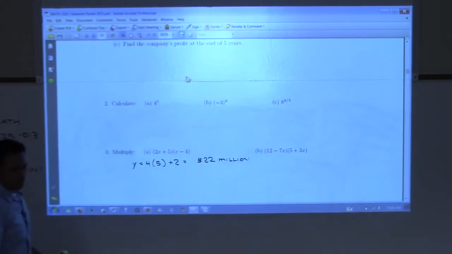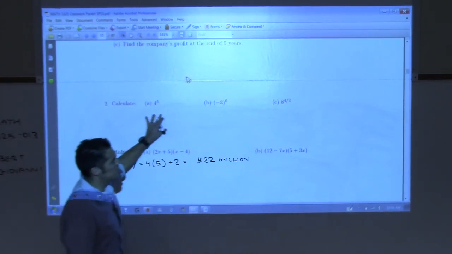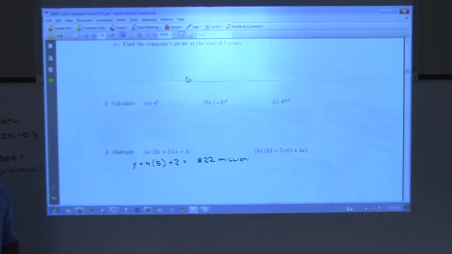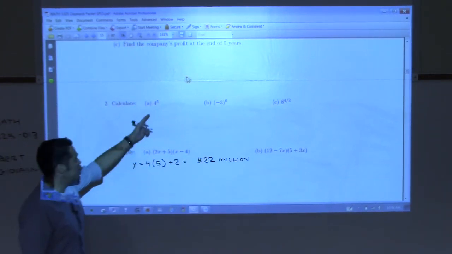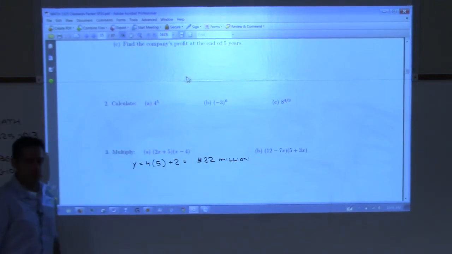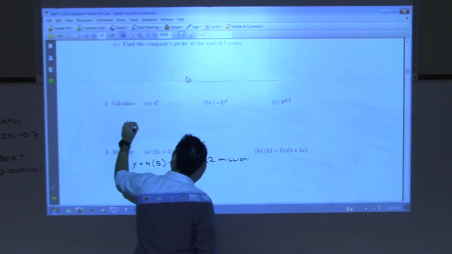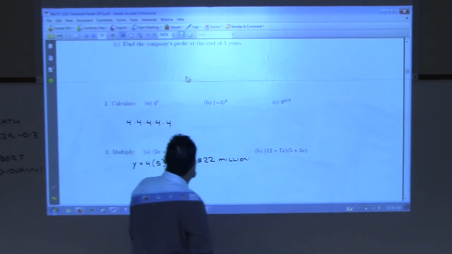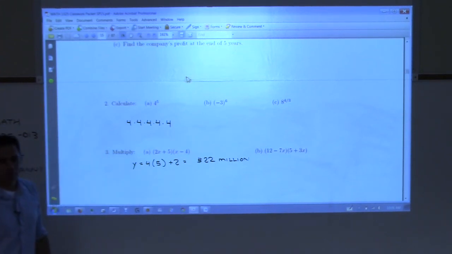All right, calculate 4 to the 5th power. We should be able to do most of these problems without a calculator. Let's see. 4 to the 5th power. What does this mean? 4 times 4, 5 times, right? So this means 4 times 4 times 4 times 4 times 4. Maybe you do need a calculator.